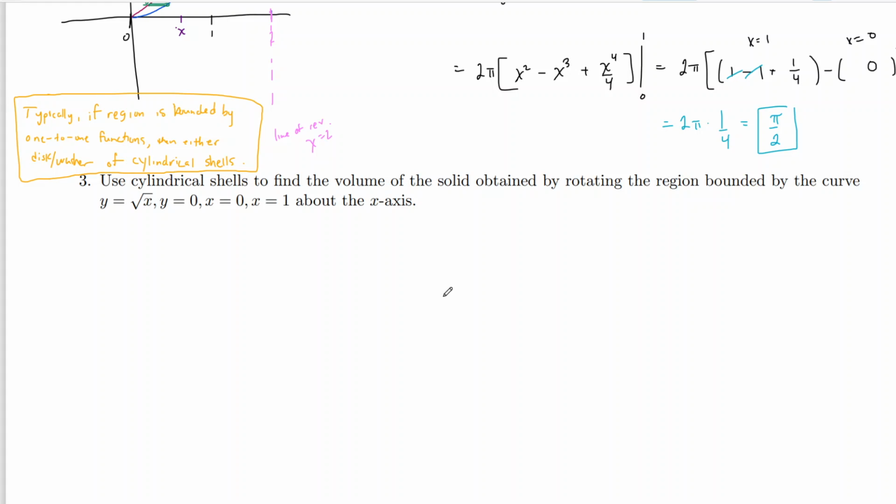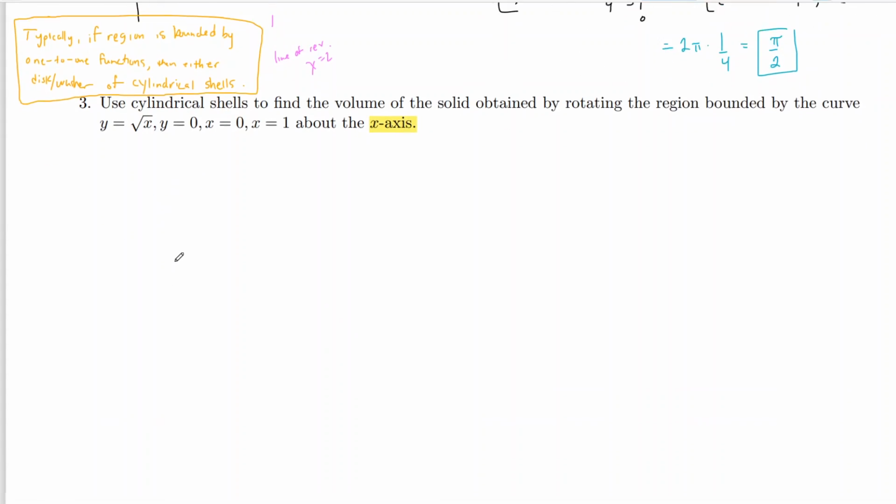All right, so number 3 here, it says use cylindrical shells to find the volume of the solid obtained by rotating the region bounded by the curve y equals the square root of x, y equals 0, x equals 0, and x equals 1 about the x-axis. Right, so this one you can kind of see that it says about the x-axis. So that might indicate, based on our equations, how we're going to approach this. But let's go ahead and draw the picture.